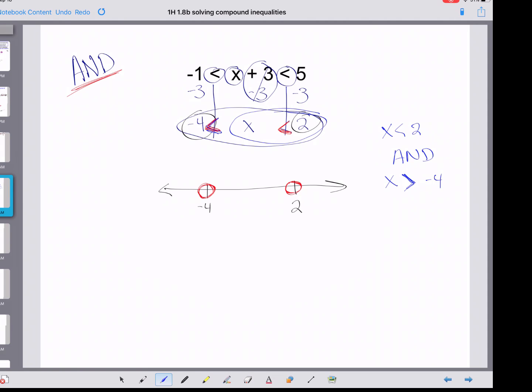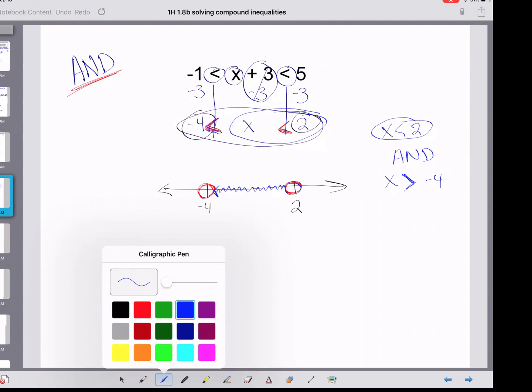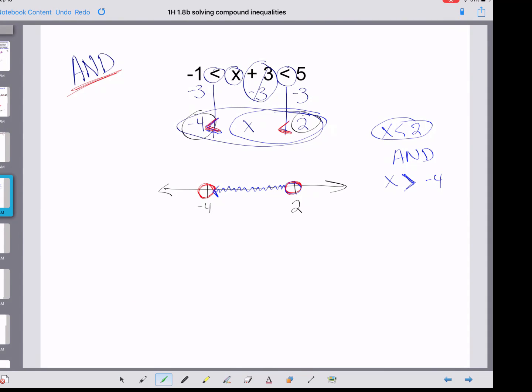So let's take a look at our first one right here. x is less than 2. Well, that means I go to 2, and that's going to be shaded to the left, but I'm going to stop at that boundary because AND statements are within the boundaries. And then for x is greater than -4, you go to -4, and because it's greater than, you're going to shade to the right, where all the bigger numbers would be. And there we go. That's it. That's how you graph an AND statement.